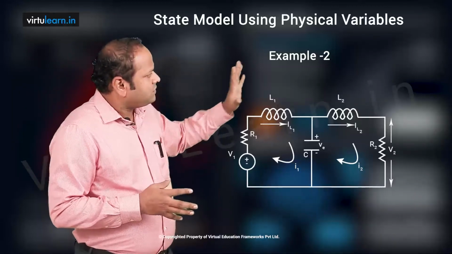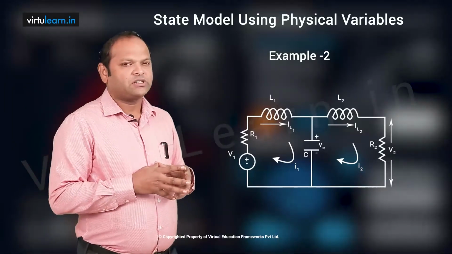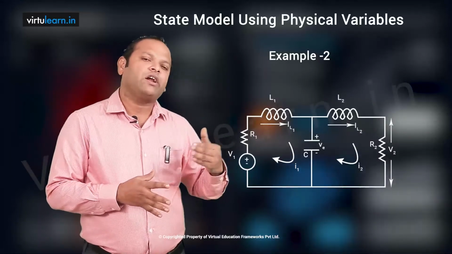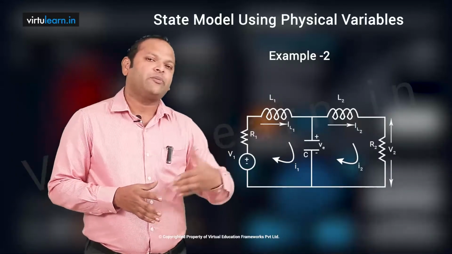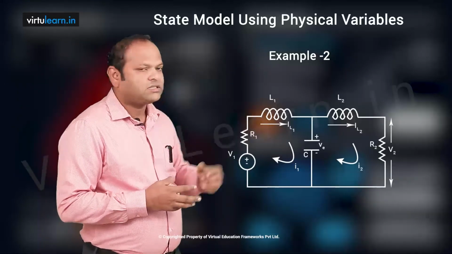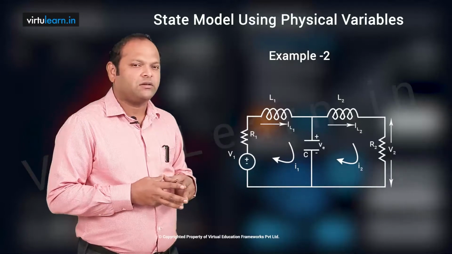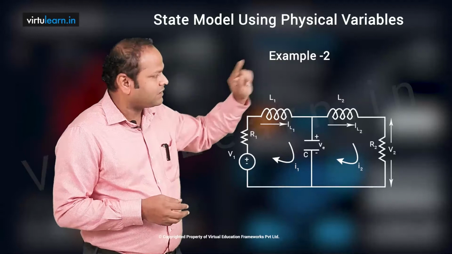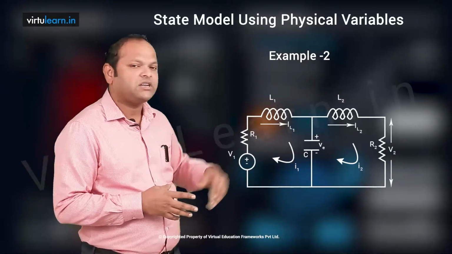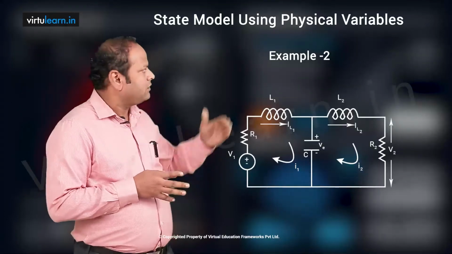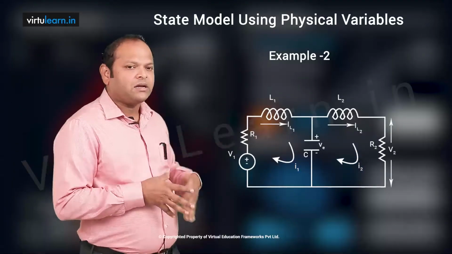Once the electrical network is available, the first thing is to find how many storage elements there are in the system. Therefore we can find out how many state variables are needed to write the equations. There are three storage elements: L1, L2, and C. Then inductor current IL1, inductor current IL2, and capacitor voltage Vc are the state variables. With those state variables, I can finally write the state model.